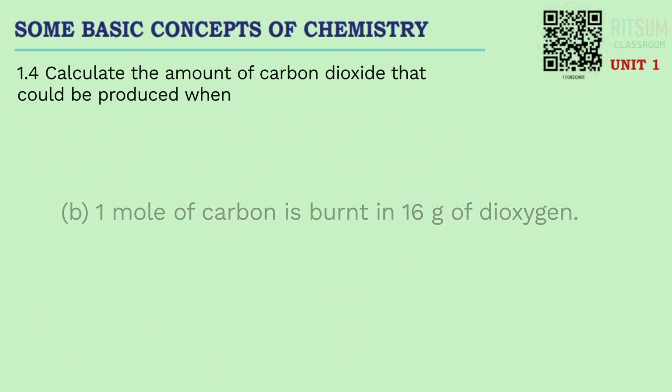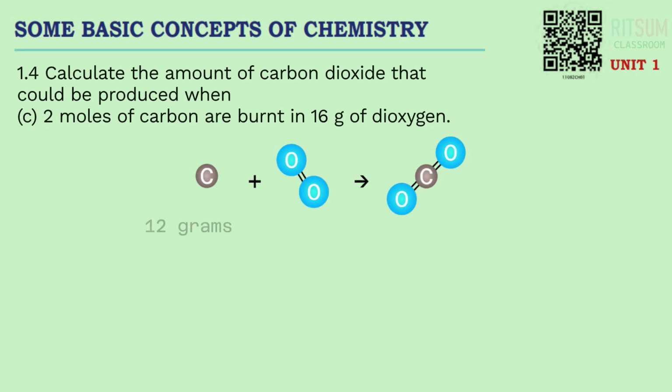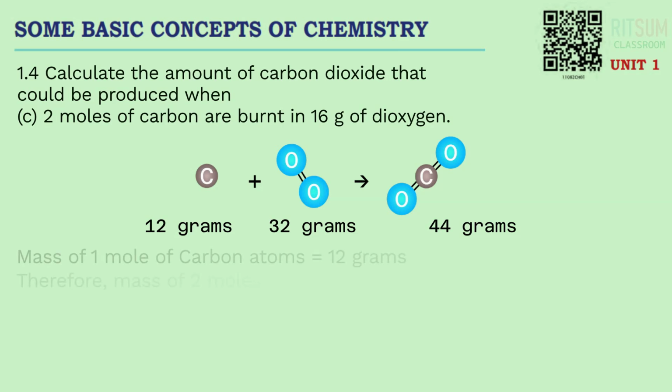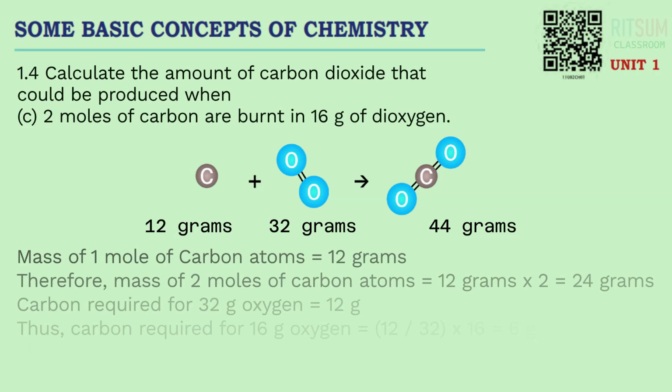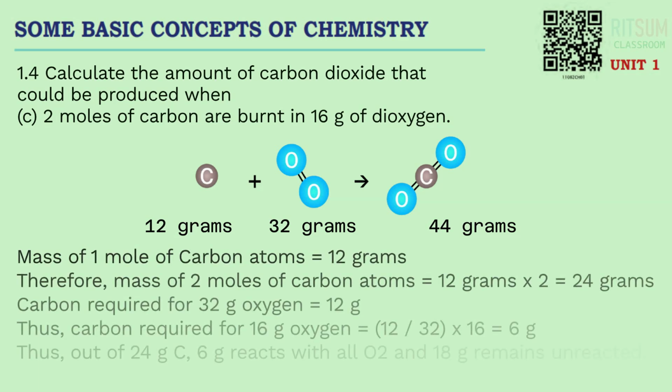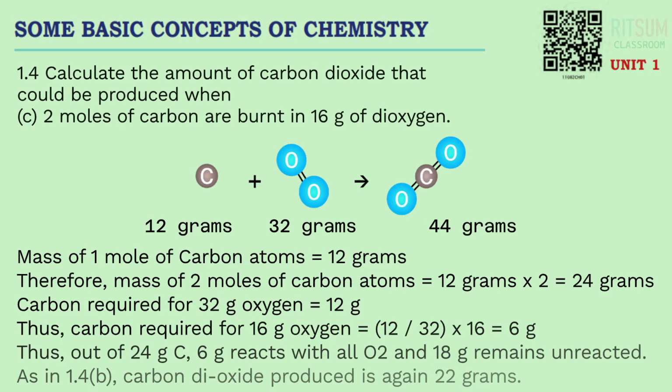In next part C, number of carbon atoms are doubled to 2 moles while amount of oxygen remains the same. As we calculated in 1.4b, 12 grams carbon reacts with 32 grams oxygen to give 44 grams carbon dioxide. We have seen that mass of 1 mole of carbon atoms equals 12 grams. Therefore mass of 2 moles of carbon atoms equals 2 times 12 grams equals 24 grams. Thus carbon required for reacting with all of the available 16 grams oxygen equals 12 divided by 2 equals 6 grams. Therefore out of 24 grams carbon, 6 grams carbon reacts with all available oxygen while remaining 18 grams of the carbon remains unreacted. As calculated in 1.4b, carbon dioxide produced is again 22 grams.